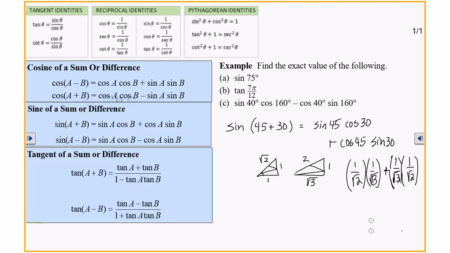So, what is this? This will be 1 square root of 6, plus 1 square root of 6, is equal to 2 over what? Square root of 6, which if you multiply that, that's going to be 2 square root of 6 over 6. Which is equal to what? Square root of 6 over what?